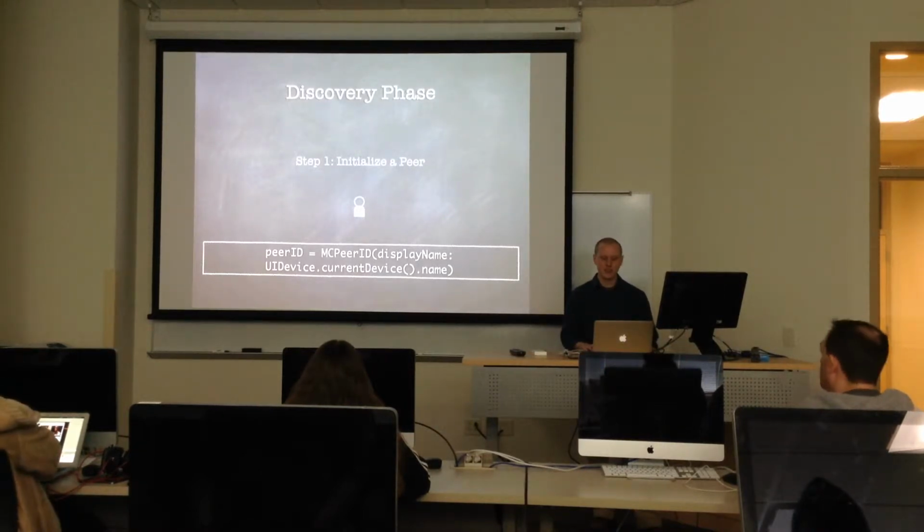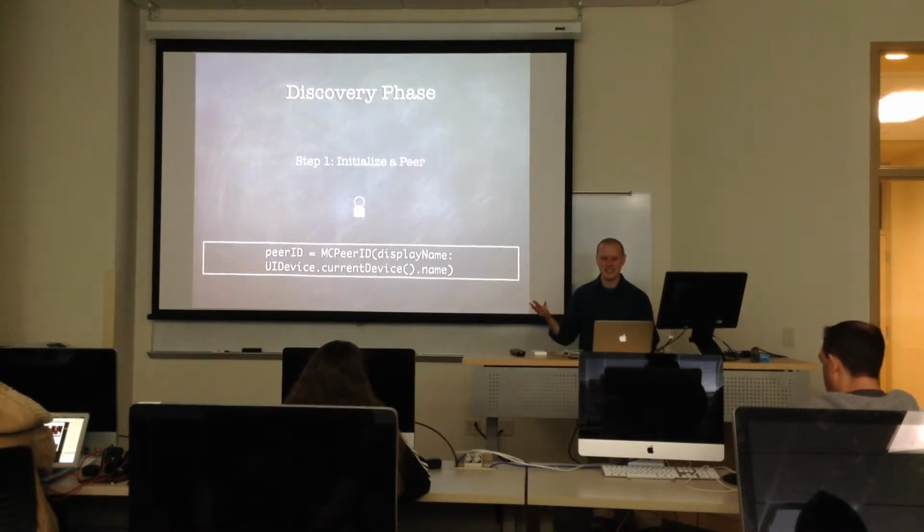So the first step is you initialize a peer. It's pretty simple. You just initialize it with a display name. You can call UIDevice current device to just get your device's name, like how your device always has a cute name that you gave it, and that usually pops up whenever it has to read anything. So that's just a default thing that they use.